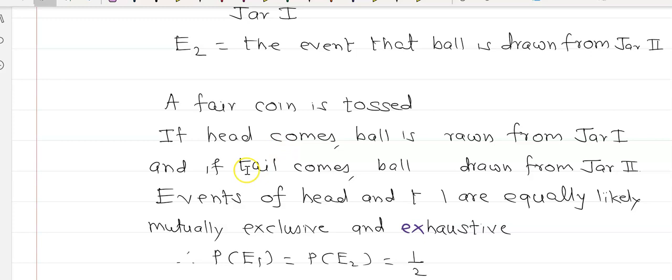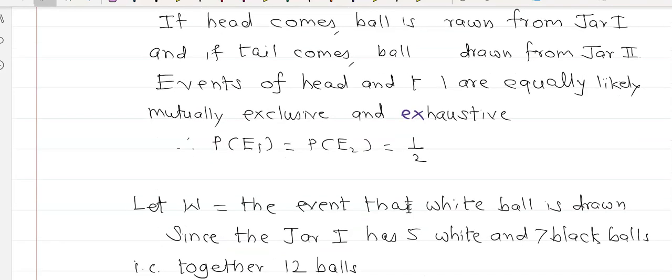If it is head or tail, it is equally likely. Similarly, for the selection of the jar, the probability of E1 is equal to the probability of E2, which is equal to 1 upon 2. Now let W be the event that the white ball is drawn.